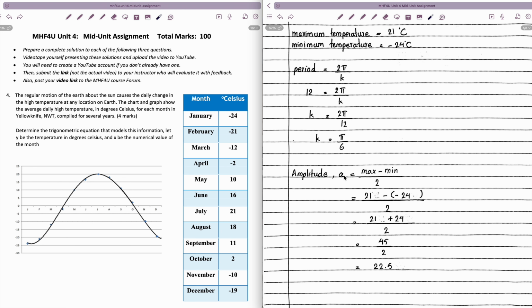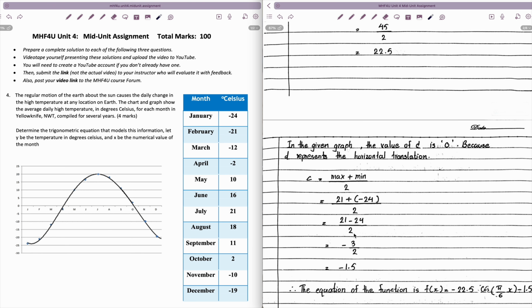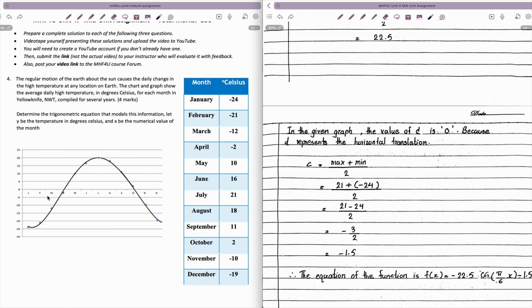And the amplitude is A, so the equation of A is maximum minus minimum divided by 2. The maximum point is 21 and the minimum point is negative 24, so we'll get the value of A is 22.5. And D represents the horizontal translation, so the value of D is 0, and the equation of C is maximum plus minimum divided by 2. So the maximum point is 21 and the minimum point is negative 24, so we'll get the value of C is negative 1.5.